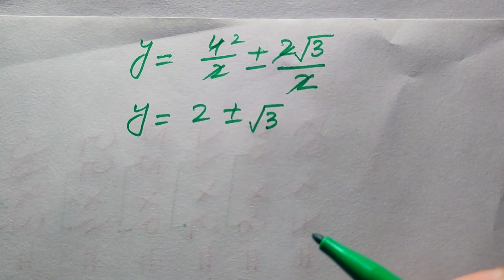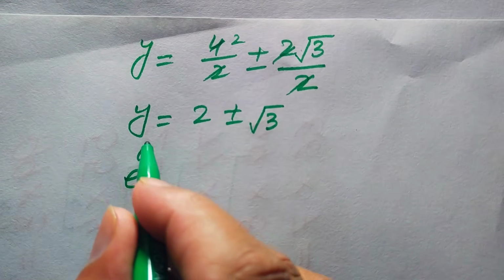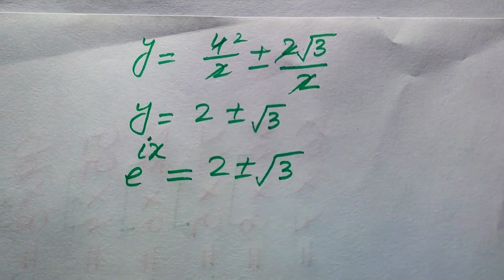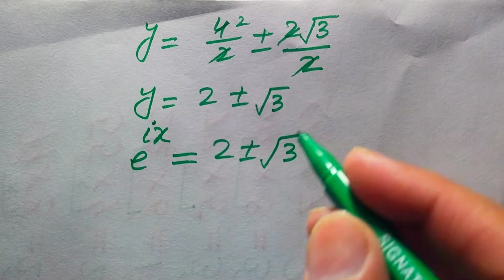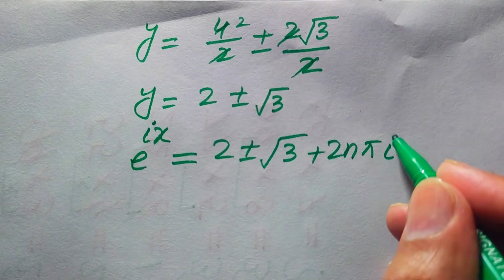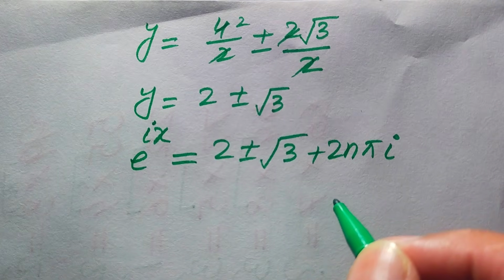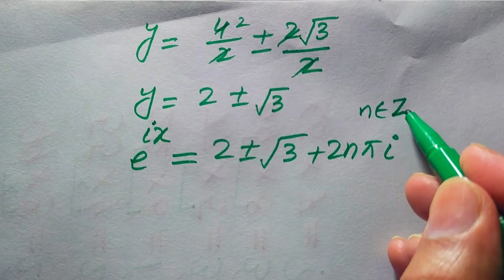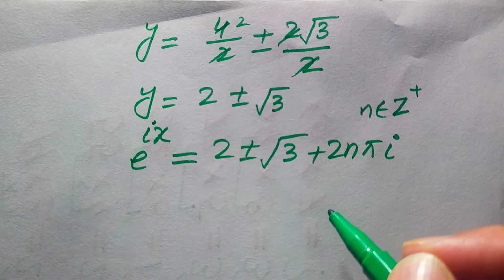So we obtain these two values of y, but now we back substitute the value of y. At the start of the problem we took y equal to e to the power of iota x, which equals 2 plus minus square root of 3. In order to find the general solution, or all solutions, we add the term 2n pi iota. This term is added to find all the solutions of this equation. When you choose n as an integer, you get all solutions of this equation.